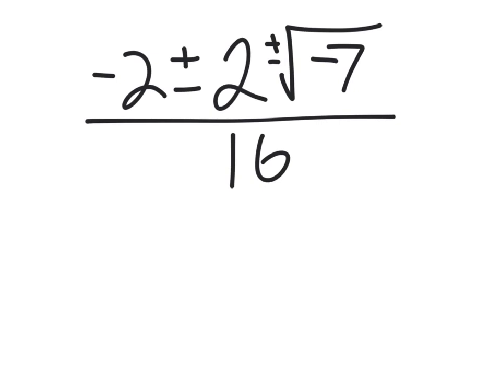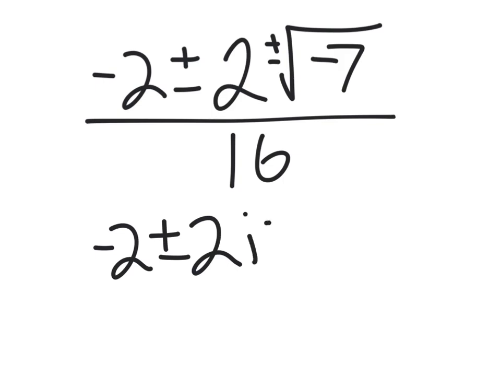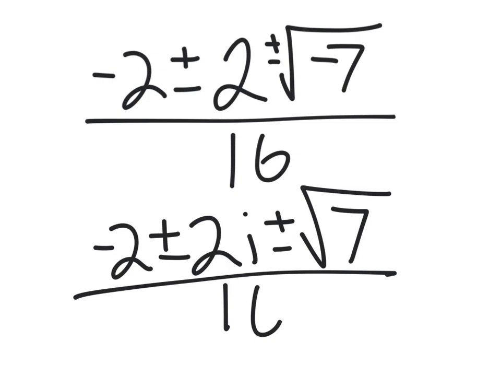And we know that we can't have a negative number in a square root. So what we're going to do is shift that negative sign out into an imaginary number. So it's going to be negative 2 plus or minus 2i plus or minus the square root of 7, all over 16. A lot of you guys have expressed some confusion with this. All we did was take the negative sign and shift it outside the square root sign so that it's represented as i, which stands, of course, for an imaginary number.